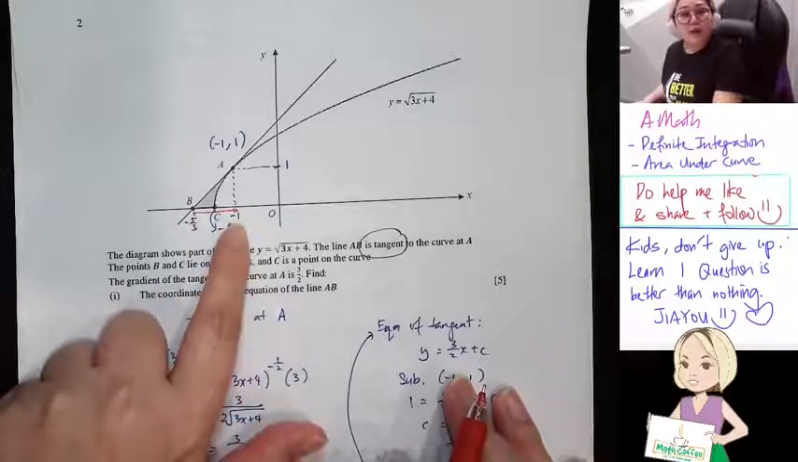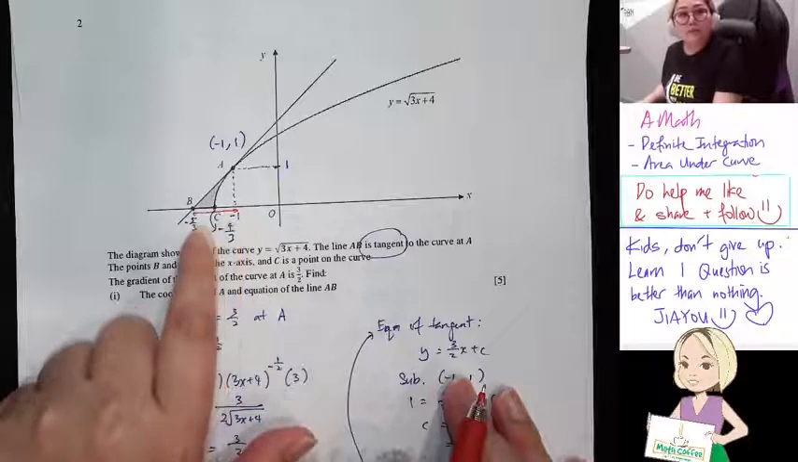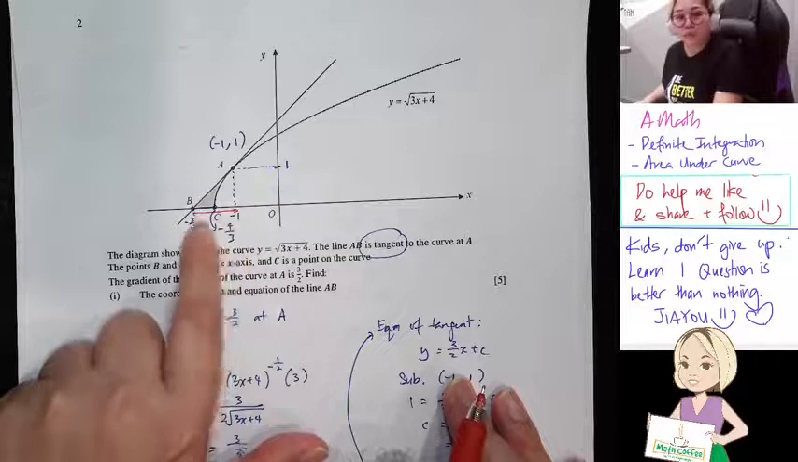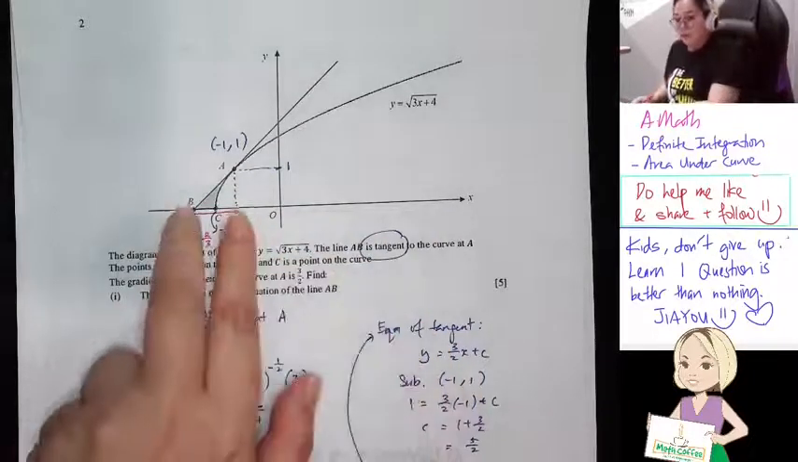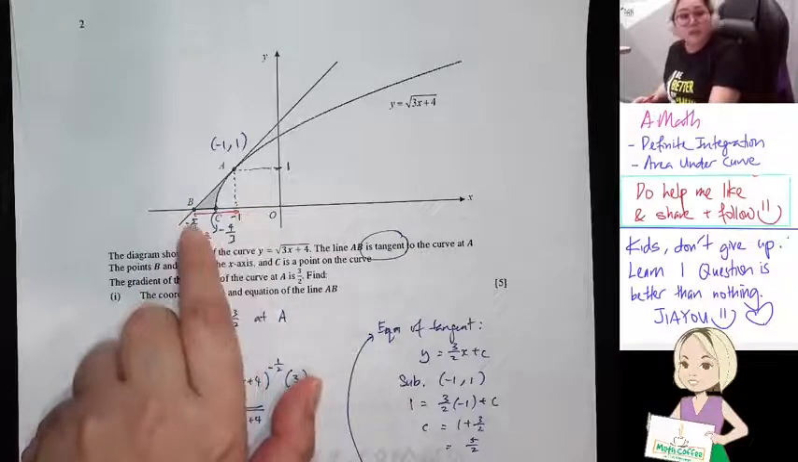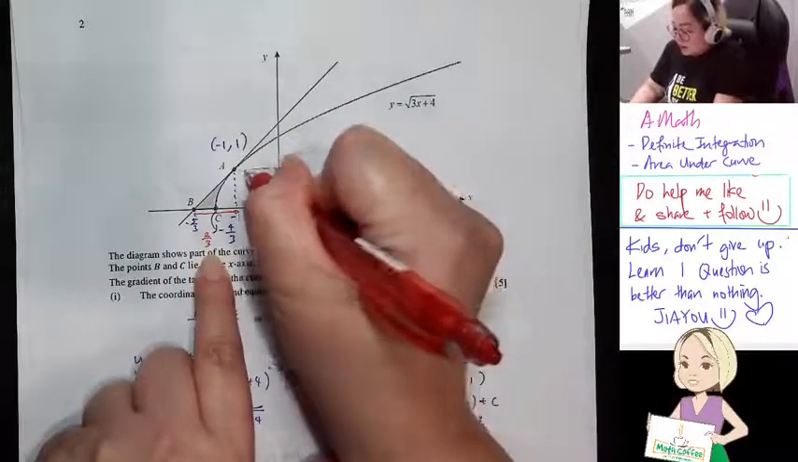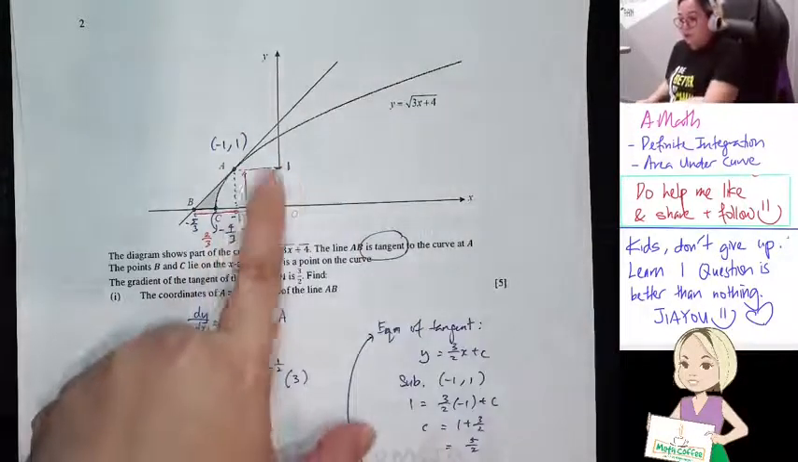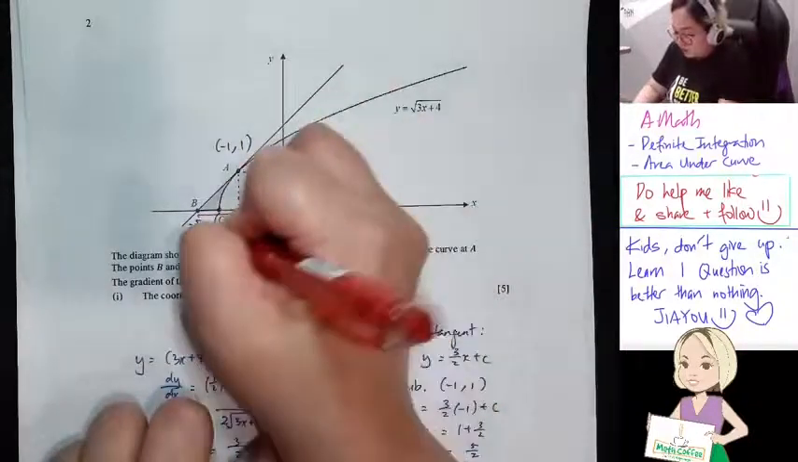You take the big minus small. -1 minus -5/3, you get 2/3. So this is 2/3. What I did was I take -1 minus -5/3, so I get 2/3. How about the height? That is why, you see, I put here 1. So the height is actually just 1 unit.